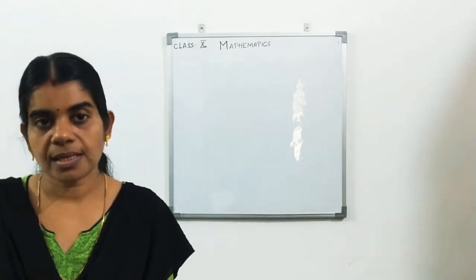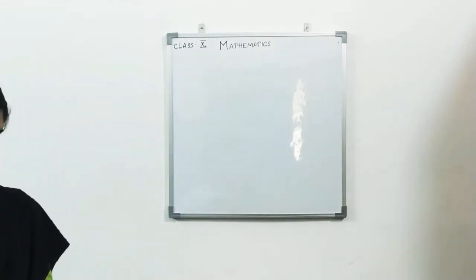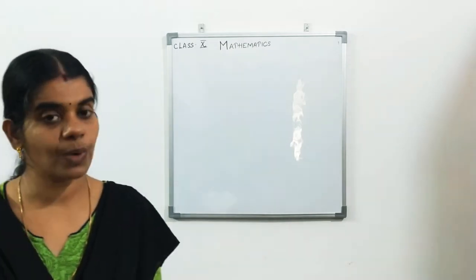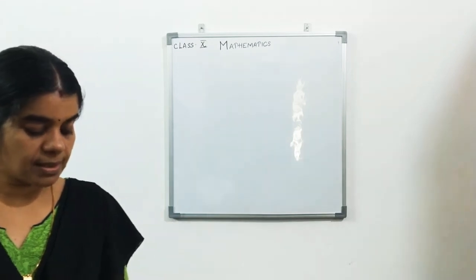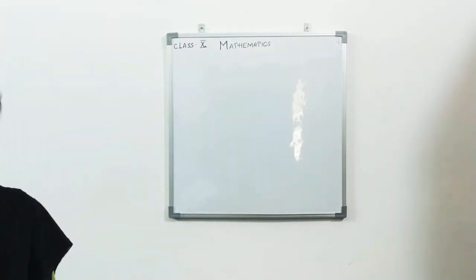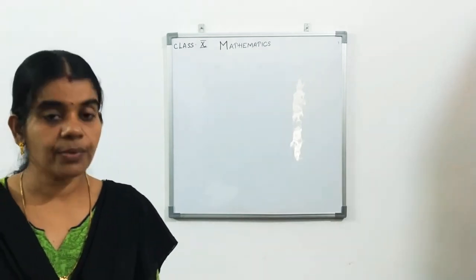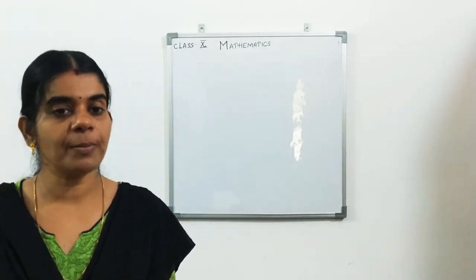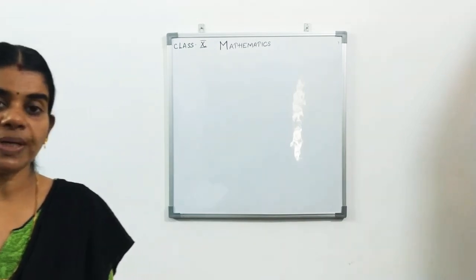Pencils and erasers. Take the cost of one pencil as x, and the cost of one eraser as y. Then the first girl buys 2 pencils and 3 erasers. She gave 9 rupees. Then what will be the algebraic form? 2x plus 3y is equal to 9.